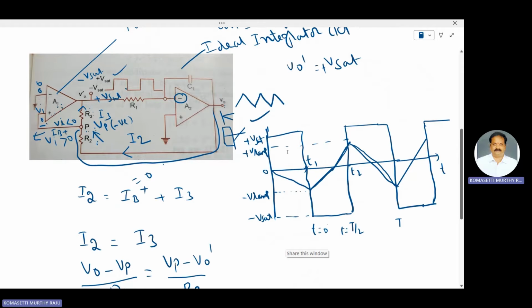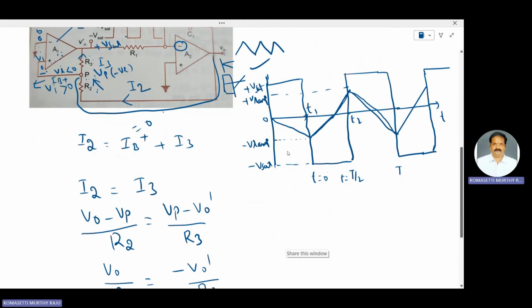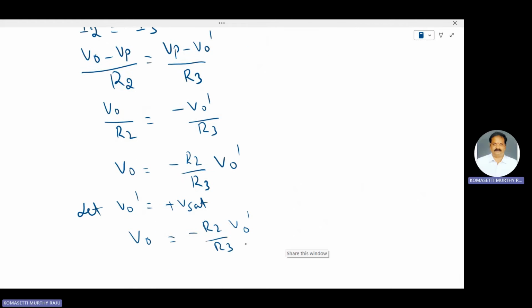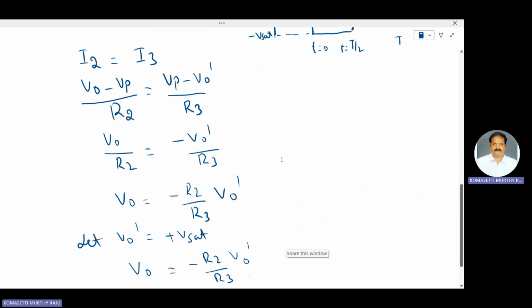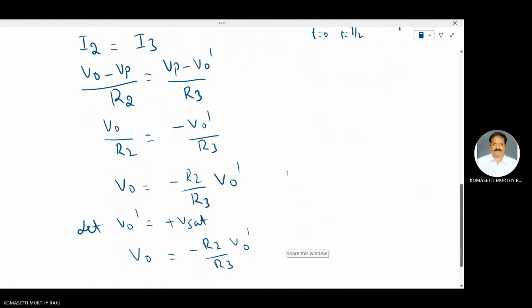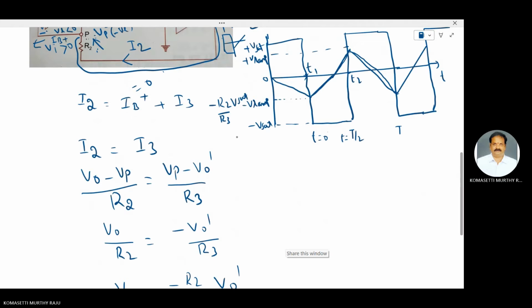The circuit maintains two levels, plus V set and minus V set. Let V0 dash be equal to plus V set. Therefore, output V0 is equal to minus R2 by R3 V0 dash. This one is a negative going ramp. This value is minus R2 by R3 V set.